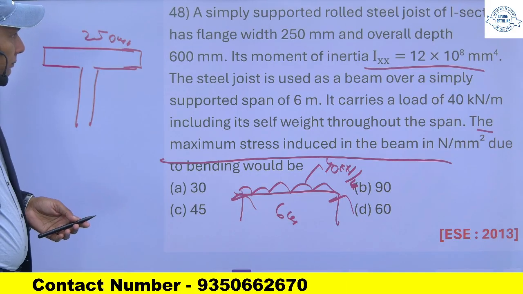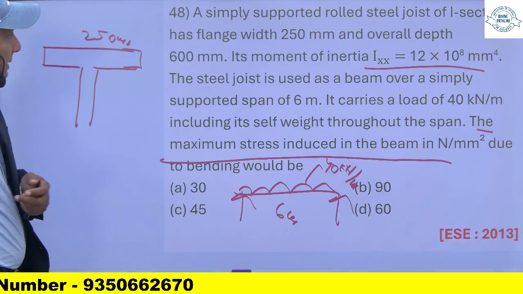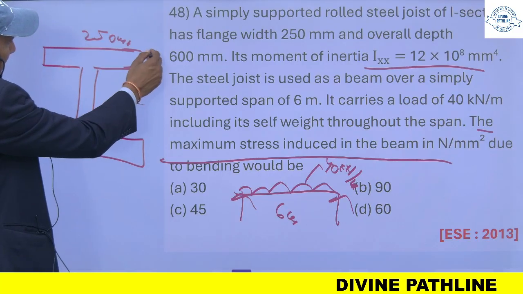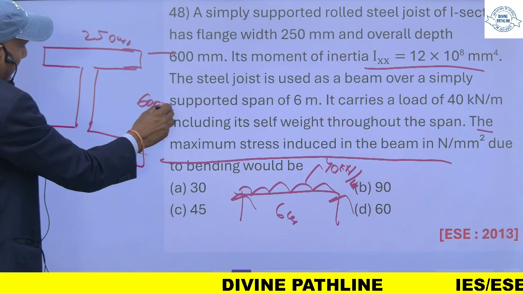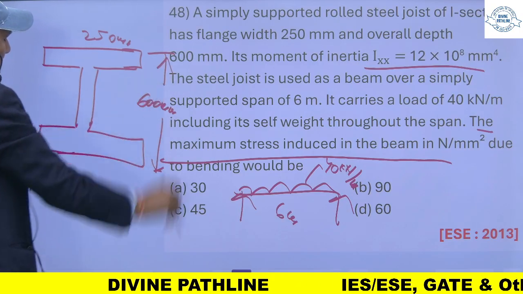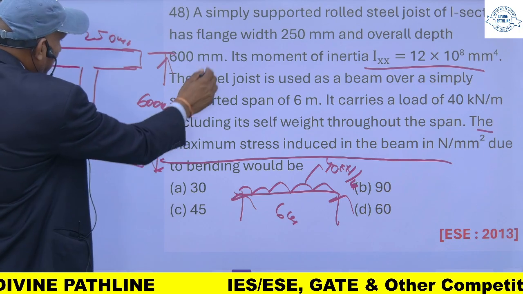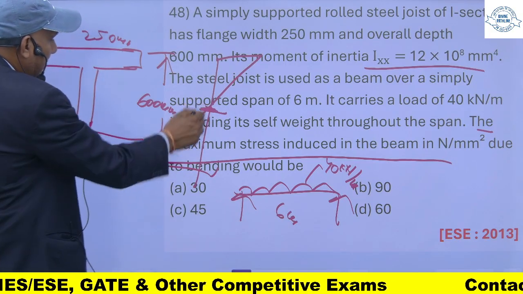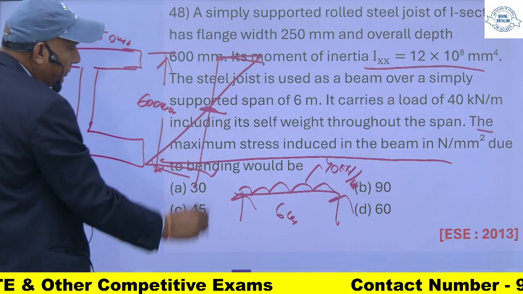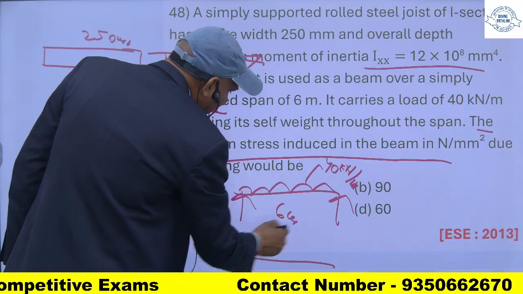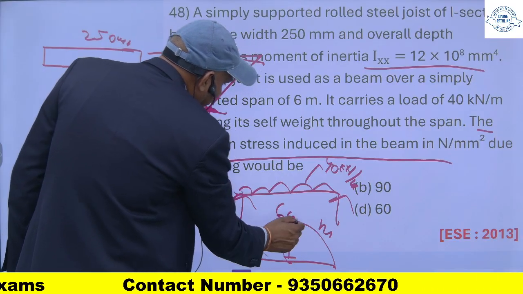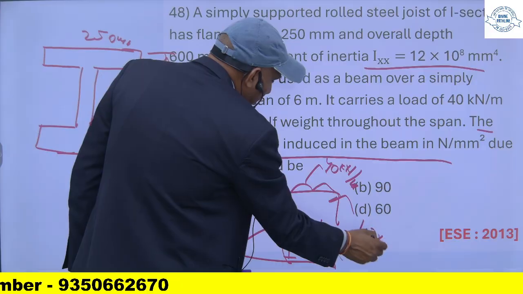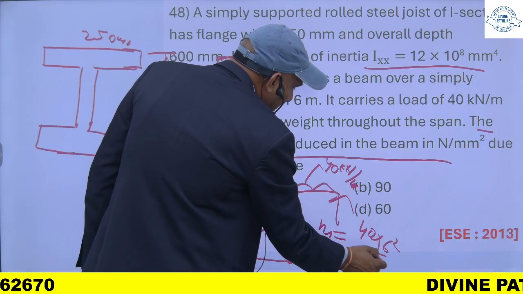So this is the I section. Its overall depth is 600, so its stress will be like this, with 300 as the maximum stress at the top fiber. So M, the maximum bending moment, will be WL square by 8. This is the formula: W is 40, L is 6, so 40 into 6 square by 8.